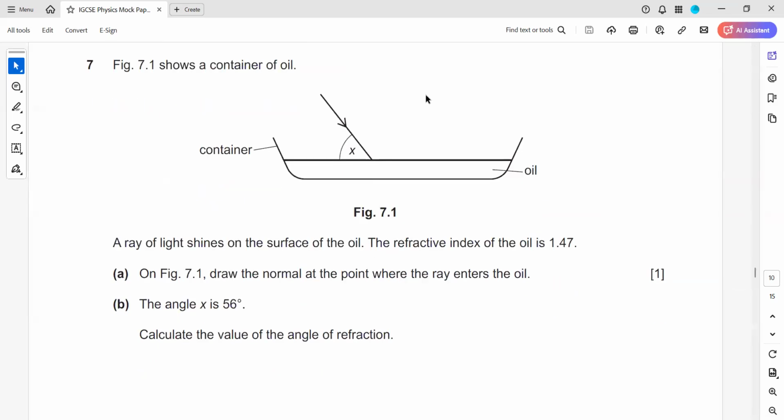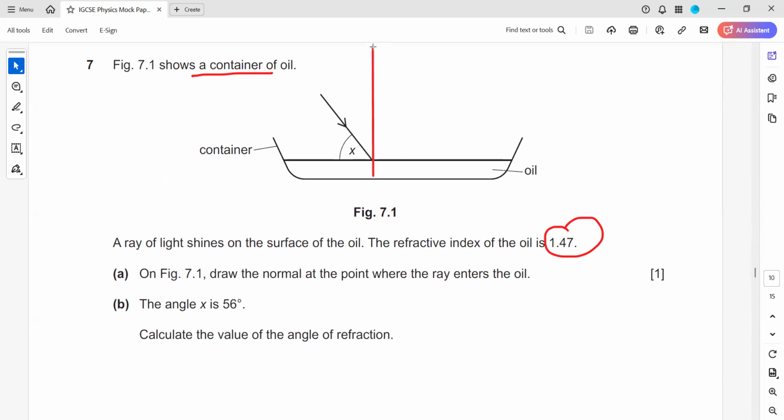Yes, if you write the answer in kilometers, that's fine. Figure 7.1 shows a container of oil. A ray of light shines on the surface with a refractive index of 1.47 on the figure. Draw a normal at the point where the ray enters. The normal is always perpendicular to the surface. So this will be the normal.